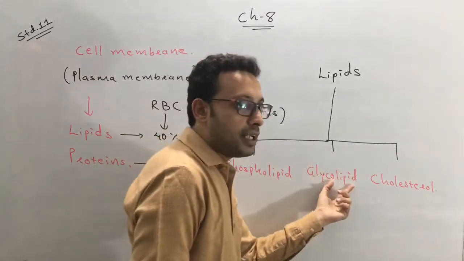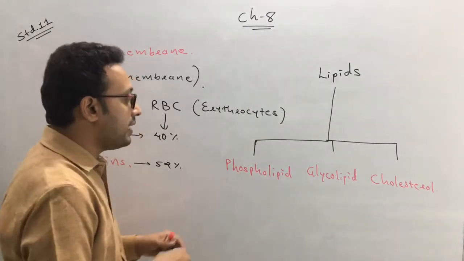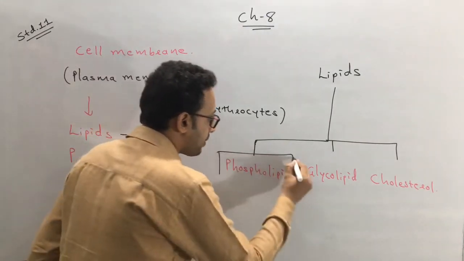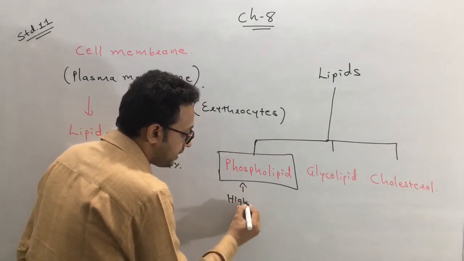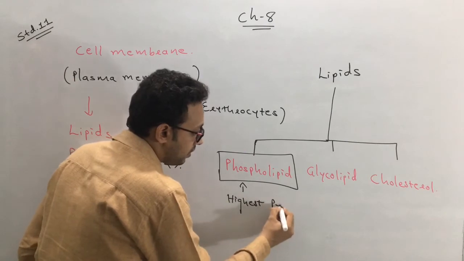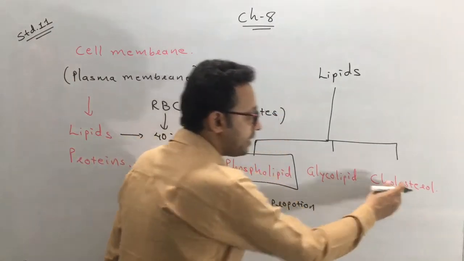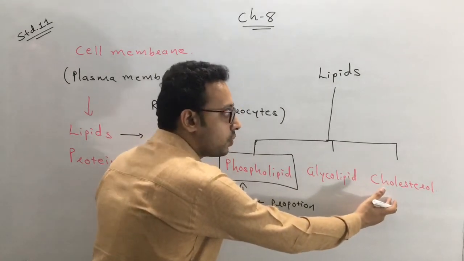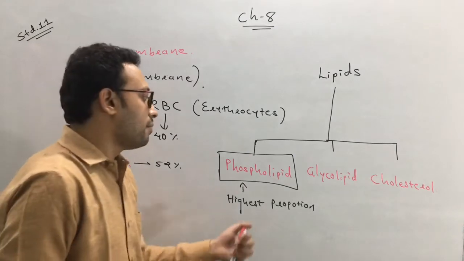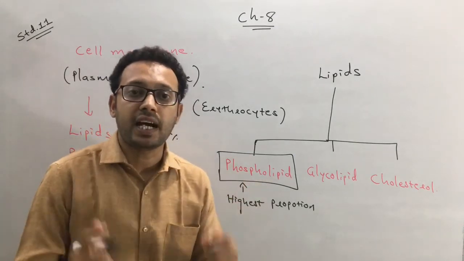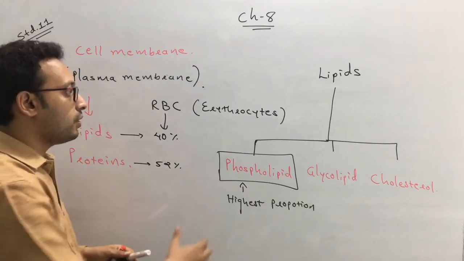Phospholipid, glycolipid, cholesterol. Okay? Phospholipid occurs in the highest proportion from all these three lipids. These all are lipids that make up the lipid constituent of the cell membrane, but the quantity of phospholipid is the highest in the structure of cell membrane. Clear? So that is about the lipid.